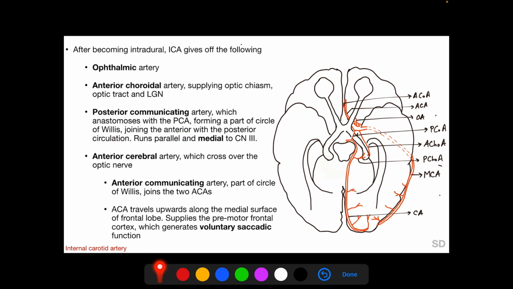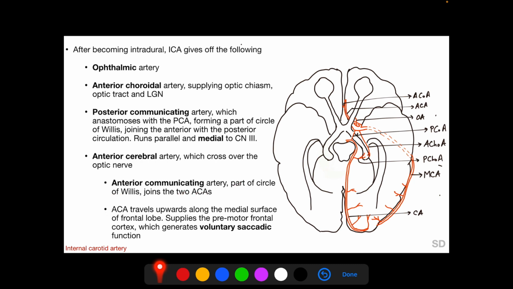It runs parallel and medial to the third cranial nerve, and aneurysms of the posterior communicating artery can interfere with the function of the third cranial nerve. The anterior cerebral artery crosses over the optic nerve and gives off the anterior communicating artery, which is also a part of the circle of Willis, joining the two anterior cerebral arteries.